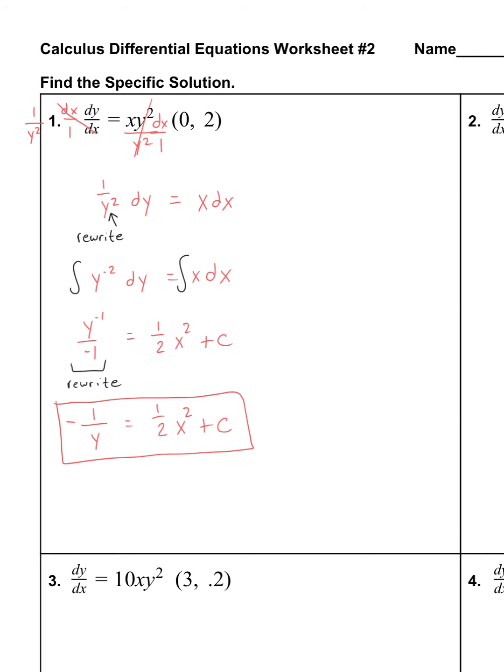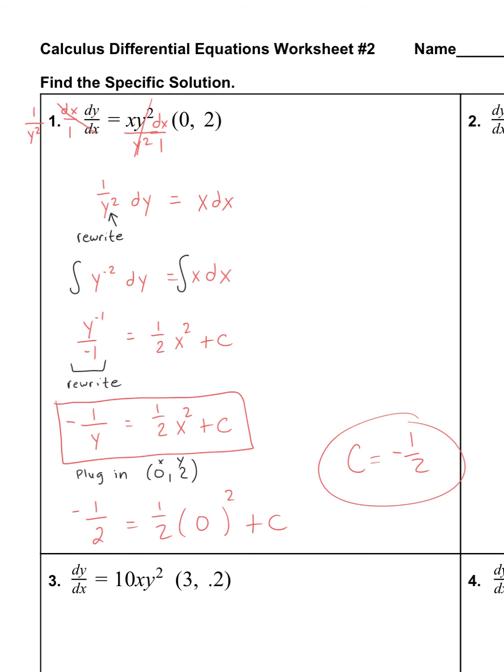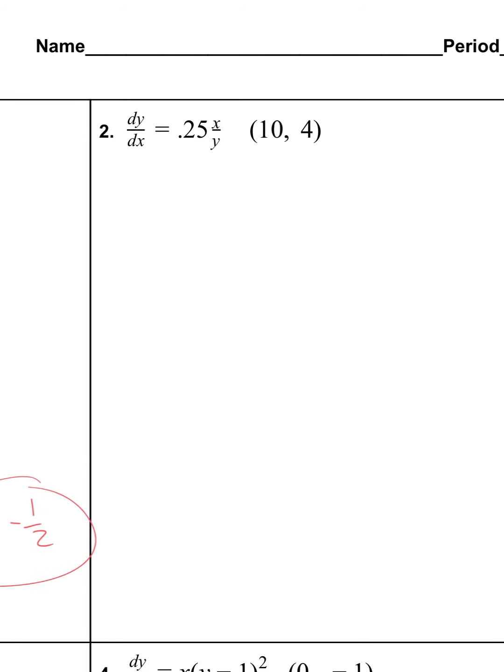Now we simply plug in our point. 0, 2. 0 is our x and 2 is our y, so it looks like this. Negative 1 over y, which is 2, is equal to 1/2 times x squared, which is 0, plus c. Now we just solve for c. You can see that this is all going to go to 0, so we're going to have c is equal to negative 1/2. That's all you need to tell me. Let's go on to number 2.